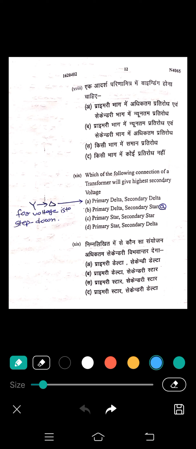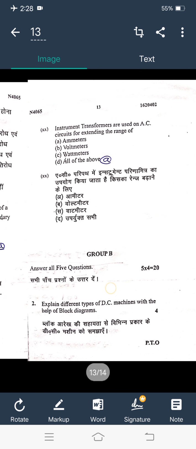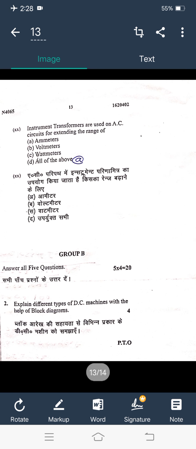And the last one is question number 20. Here, instrument transformers are used on AC circuits for extending the range of. All of the above options are correct, because in instrument transformers on AC circuits for range extension, the ammeter, voltmeter, wattmeter, all the parameters are used. So option D is the right answer. Thank you for watching this video.